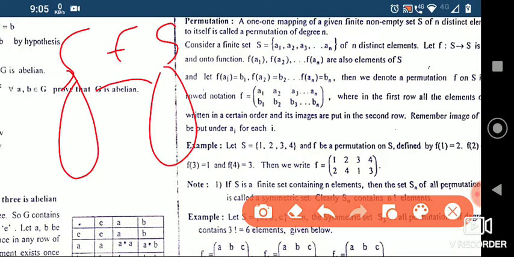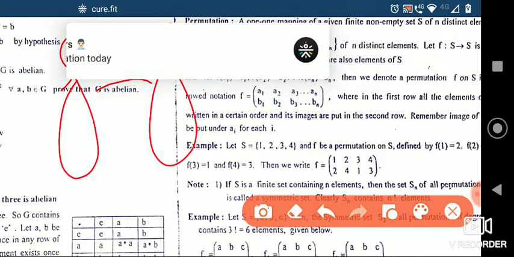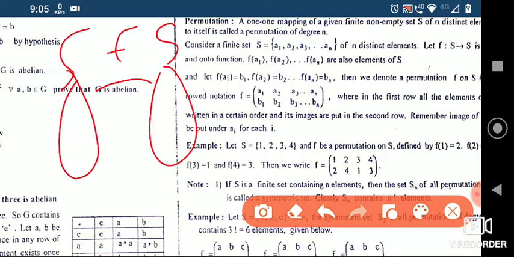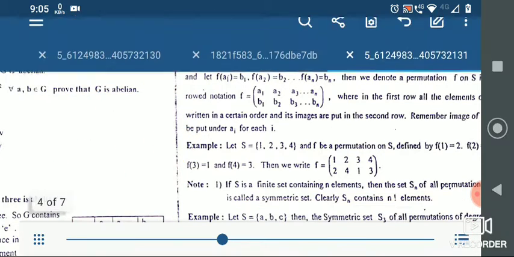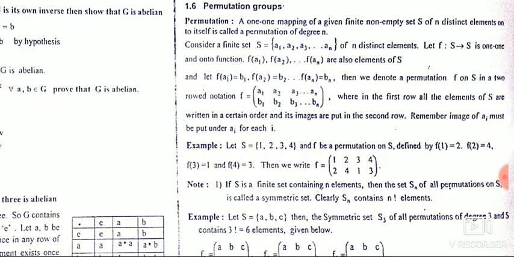Then f of a1, f of a2 till f of an are also elements of S, right? Then what is it meaning? If this is a, b, c, and here when it comes to here, it will be f of a, f of b, f of c. Even f of a, f of b will be some element of S itself. Let's say f of a can be c, or f of b can be a, of that kind.